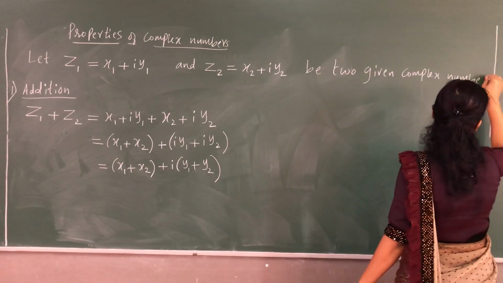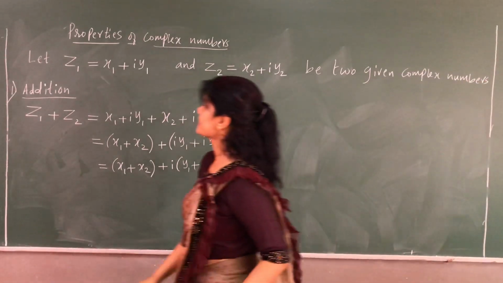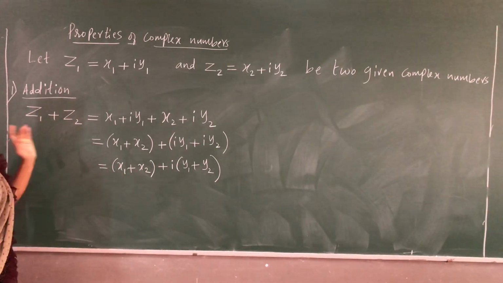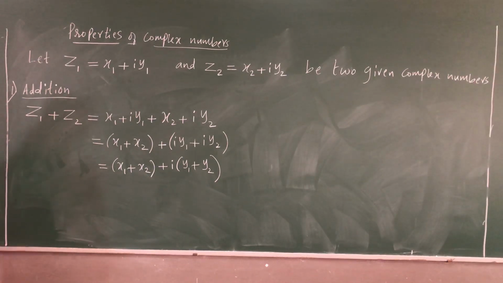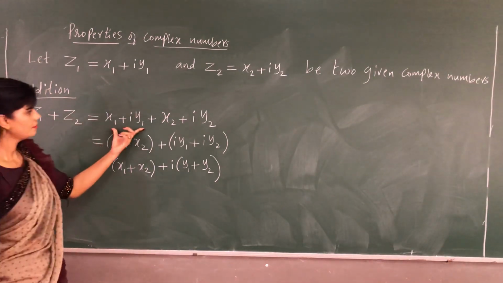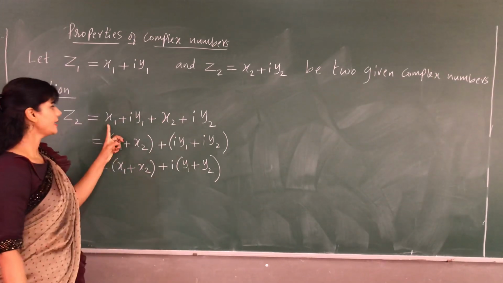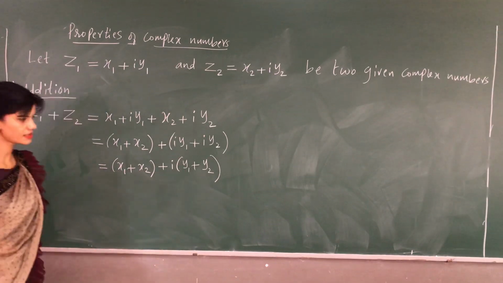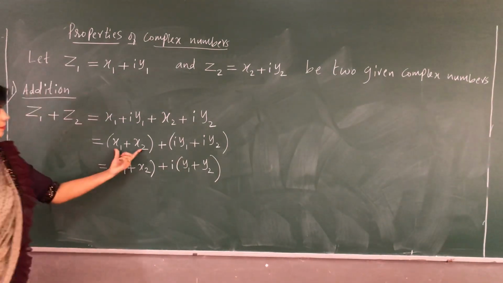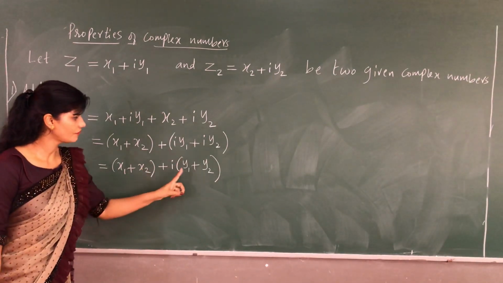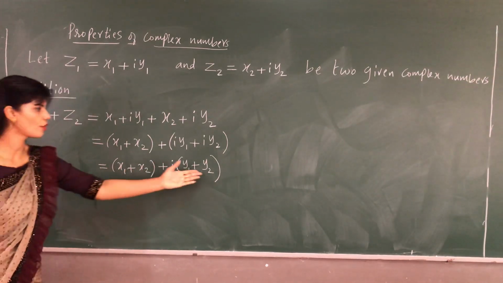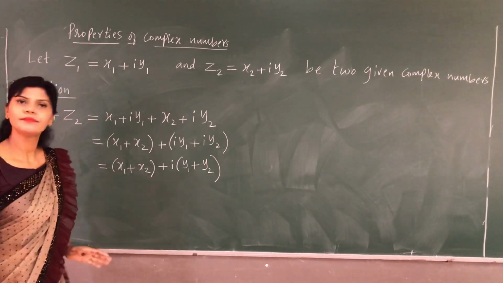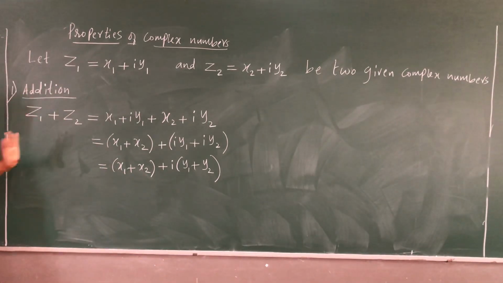Let z1 and z2 be two given complex numbers. Then to add any two given complex numbers, z1 plus z2, I have added real part with real, imaginary part with imaginary always. You get the real part, and the i part is common for y1 plus y2. Again it is a complex number, in the form of a plus ib. Okay students, that is about addition.